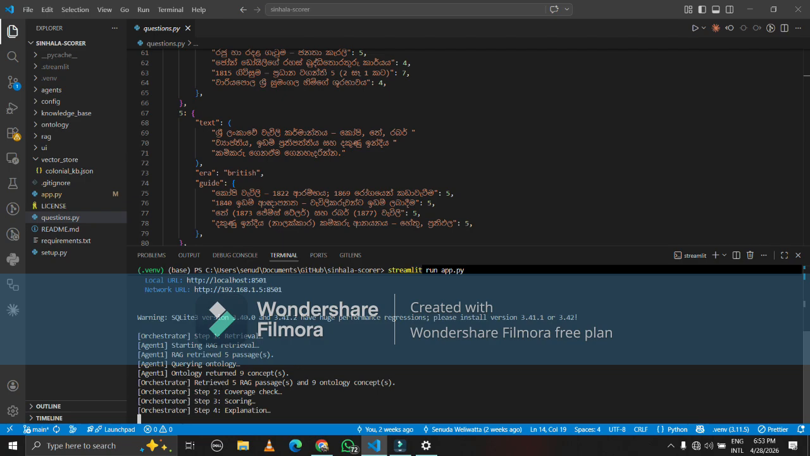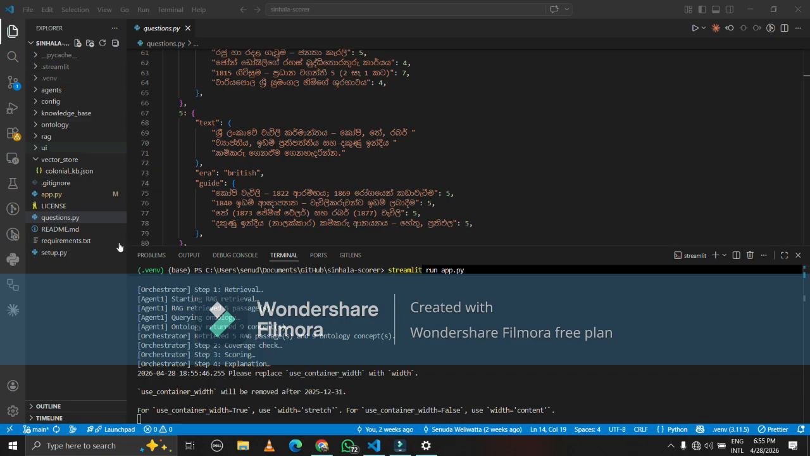Then it continued to the coverage check, and then the scoring. Both are done now. Now it is in the explanation mode in Ollama, actually using this Syngama model, generating the explanation of the answer, the marks breakdown, and what can be improved and what is good in this answer. When it is complete, the whole thing will be streamed to the Streamlit user interface.